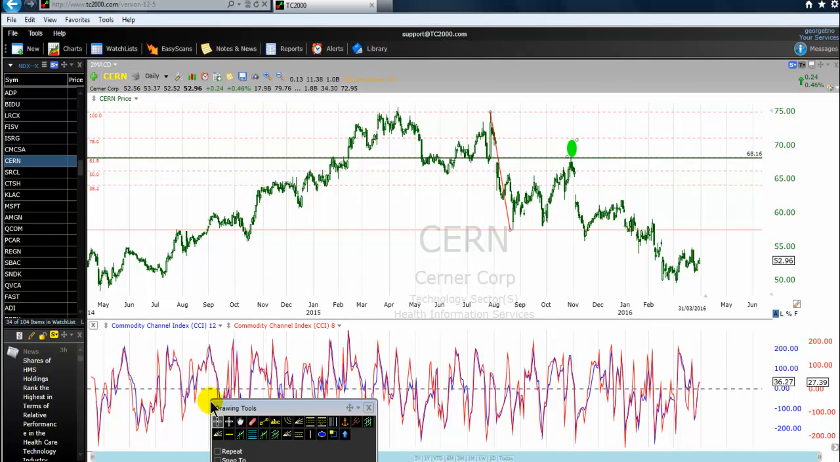Again, I'm on a daily chart and I have my line already ready here. You can see that this stock also went down from this point, down to this point.